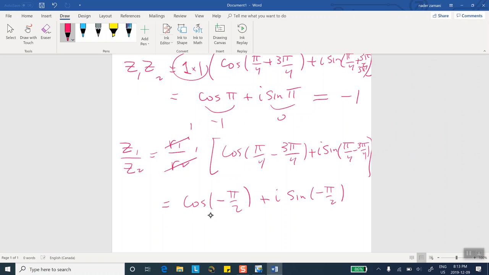Incidentally, you can leave it like this, but the answer in the book, probably they're going to make this thing 0. Cosine of minus pi over 2 is the same as cosine of pi over 2, which is 0. And this thing is negative 1. So the answer in the book, if you look in the back, if there is one, it may be like that, minus i.